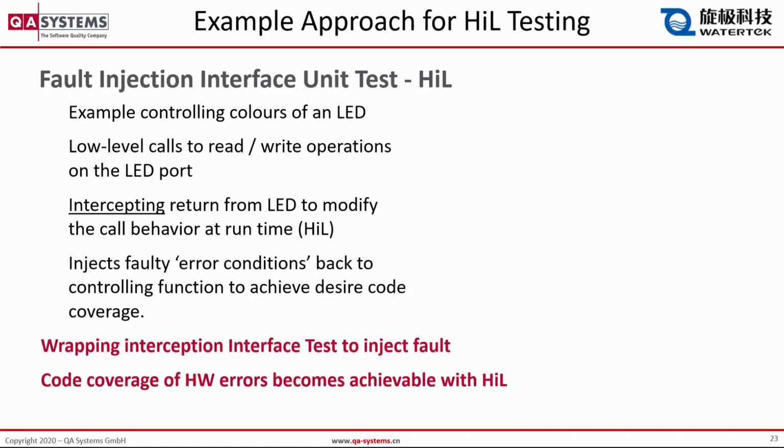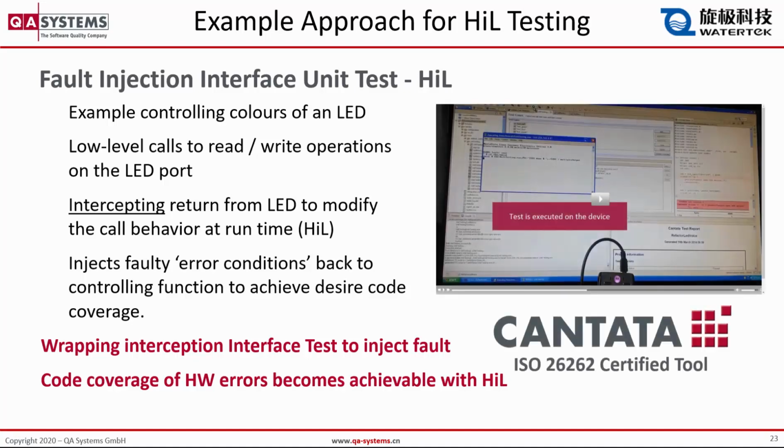The techniques we'll use would be wrapping interception interface test to inject the fault and measurement of the code coverage to demonstrate that the hardware error software is achievably testable with hardware in the loop. For this, I'm going to play a short video. It's a video recorded using our Cantata tool, which is an ISO 26262 certified tool, and that video will run now.